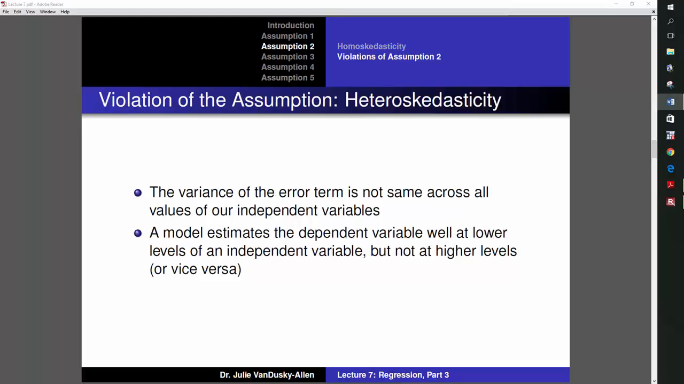Most often, our regression models violate homoscedasticity. When we violate homoscedasticity, we call it heteroscedasticity. This just means the variance of the error term is not the same across all values of our independent variable. Substantively, this means that our model estimates our dependent variable better at some values of our independent variable and worse at other values of our independent variable.